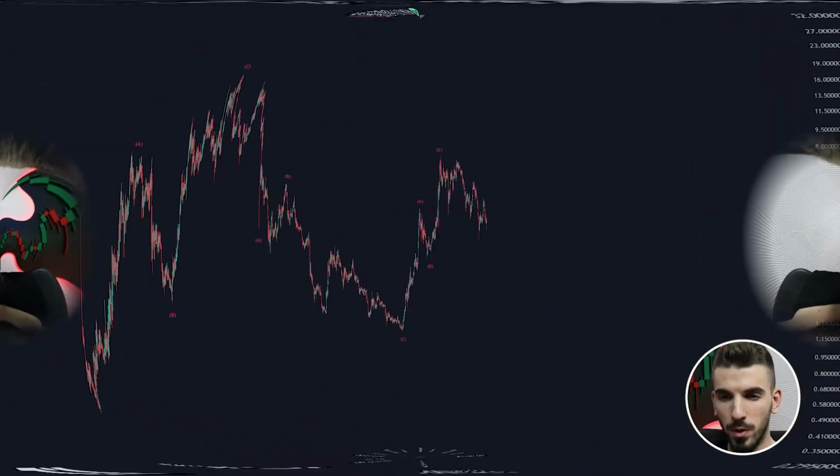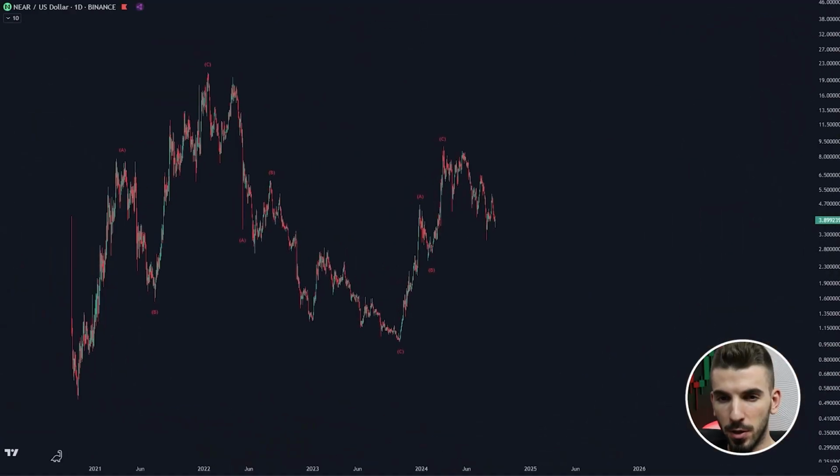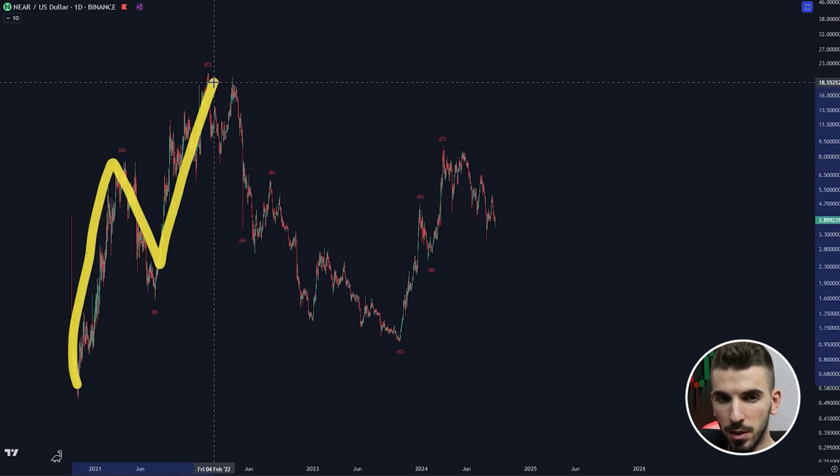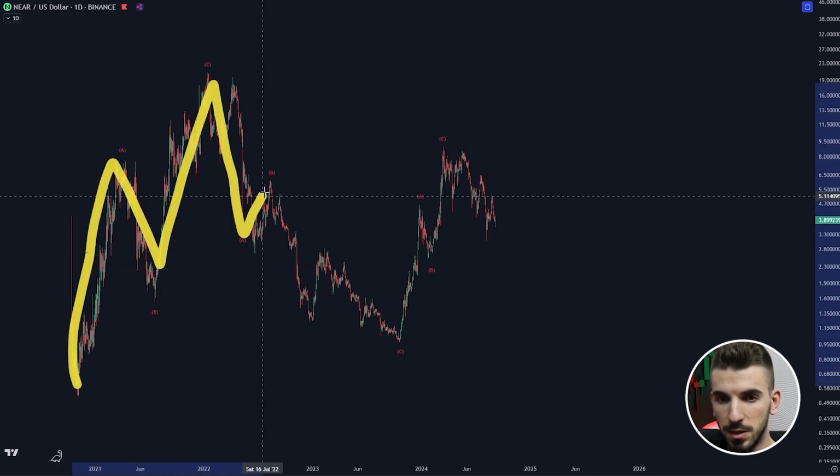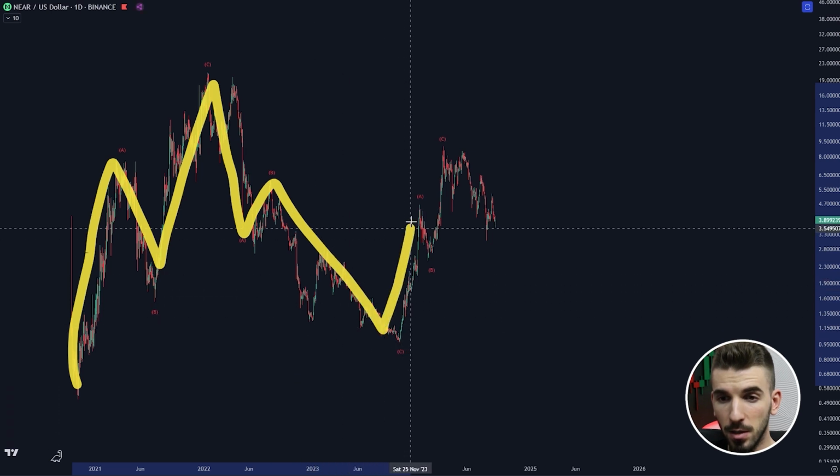Let's jump to the chart and I will show you what I mean. We always cover the bigger picture first so that we know where we are coming from, so that we can know where we're going. We can see from the beginning of the chart we made an ABC to the upside, then an ABC to the downside and an ABC in this recent bull market.